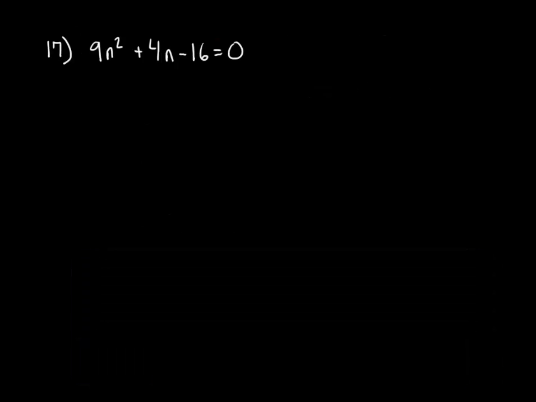Here's number 17. After setting everything in the quadratic equal to 0, A is 9, B is 4, C is negative 16. So the opposite of B, plus or minus the square root of B squared minus 4 times A times C.